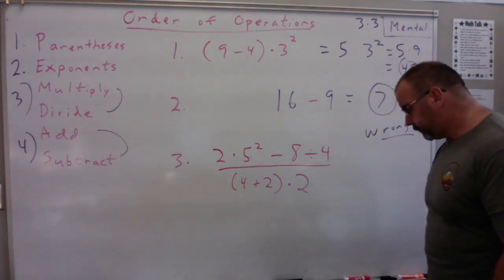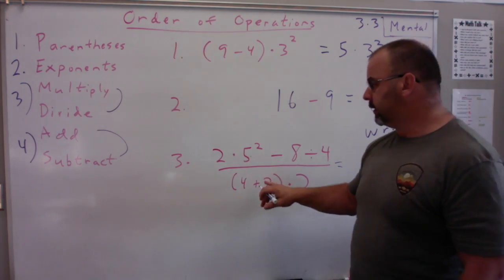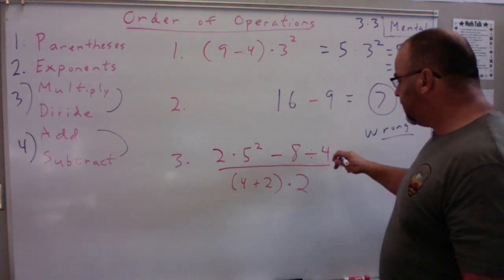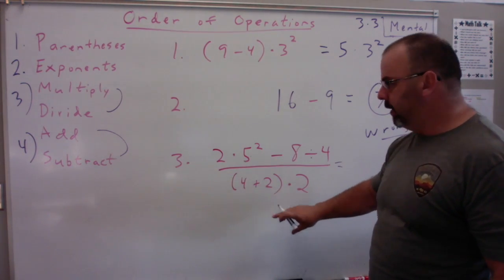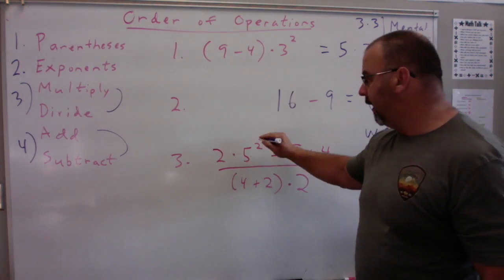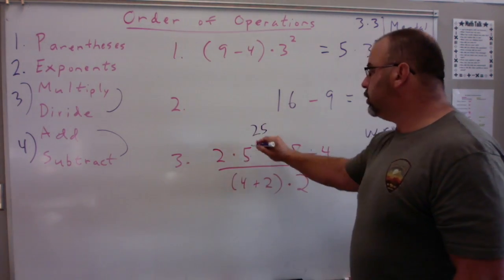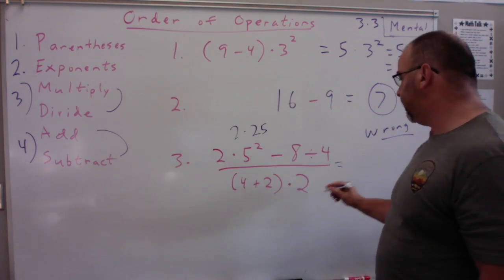And finally, I'm going to do this one just by following PEMDAS, okay? So this one is something over something. I'm going to simplify the top and then simplify the bottom. So I'm going to do 2 times 5 squared. 5 squared is 25, right? So I'm going to go 2 times 25. 2 times 25 is 50.